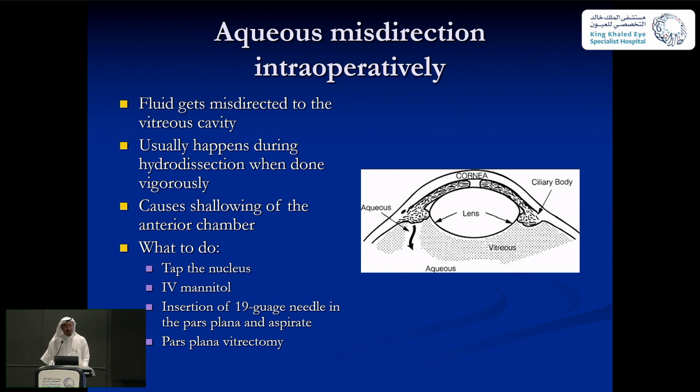This is one method of doing it. I know that retina people will not like this because this can cause traction on the vitreous and so forth, but this you might consider. And also pars plana vitrectomy is the ultimate resolution of aqueous misdirection.